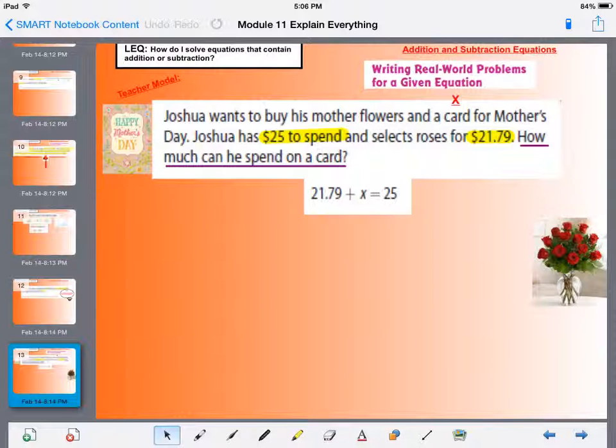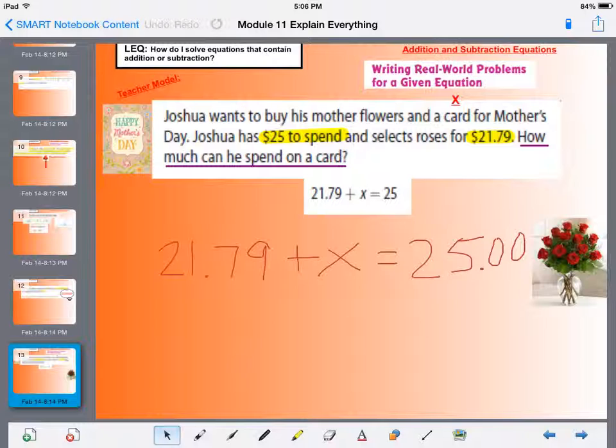We do know that he has a total of $25 that he can spend. So I'm going to rewrite this equation, $21.79, which is the cost of the roses, plus X, which is how much he can spend on the card, equals the total $25 that he has. And I'm going to set that up as a decimal because I know that I'm going to have to do the inverse. So I'm going to have to do minus $21.79 on both sides so that I can solve for X.